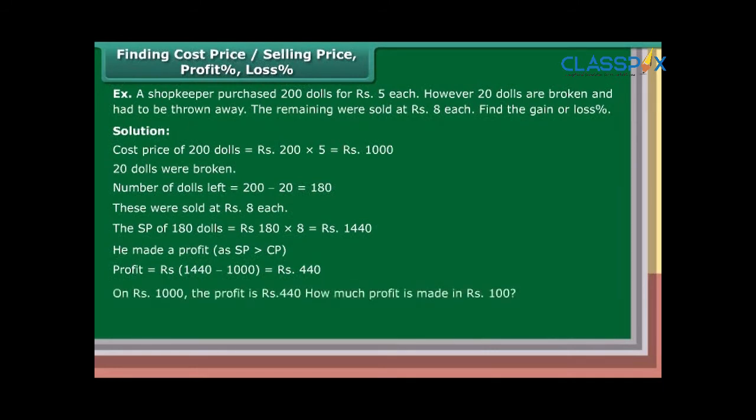On rupees 1000, the profit is rupees 440. How much profit is made in rupees 100? Profit is equal to 440 upon 1000 into 100, which is equal to 44%.